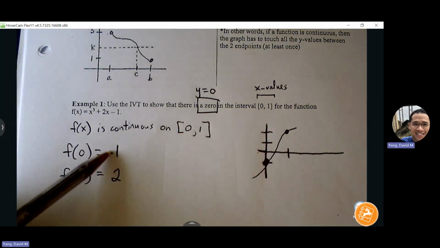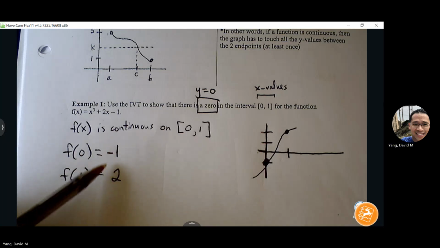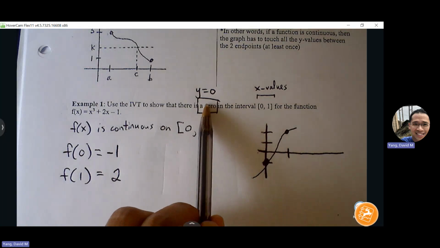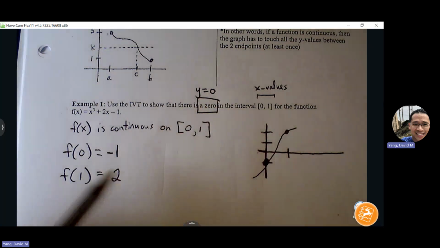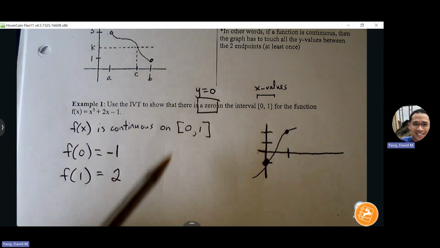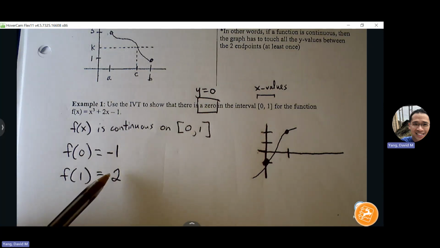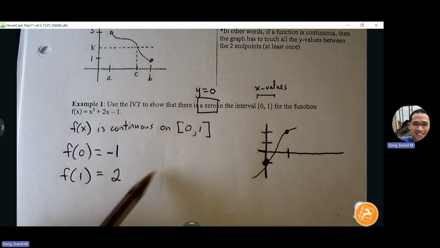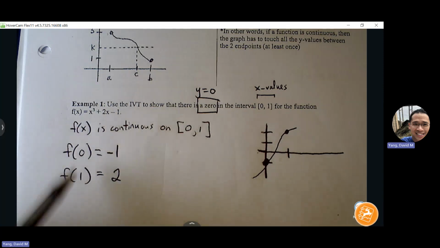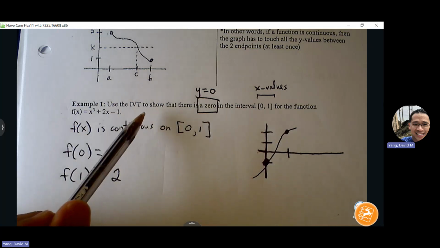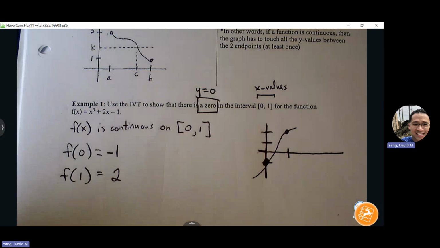Now, what if these 2 points were both positive? Then can I guarantee that the graph will hit 0? No. It's possible it could, but we would need more information, and we would say that IVT is inconclusive because we're just basing it off of very limited information, continuity, and the endpoints. And if it doesn't work out, then IVT doesn't apply. That's what it is, it passes the x-intercept basically.